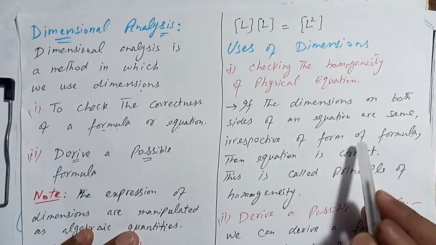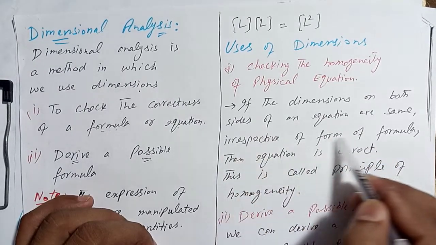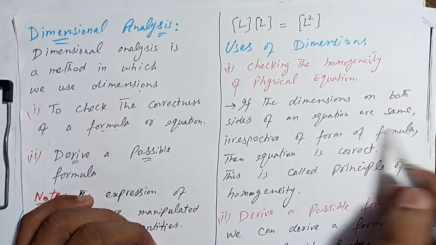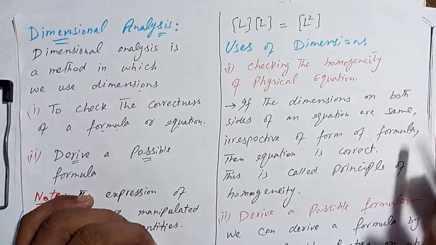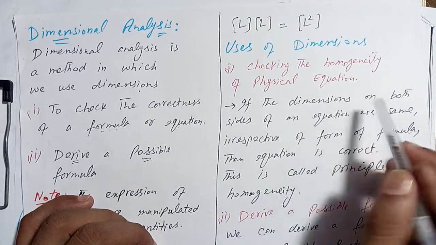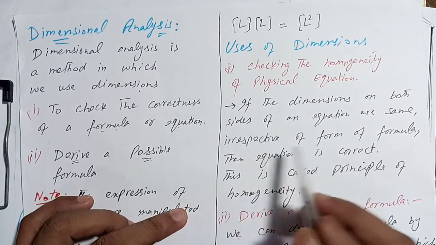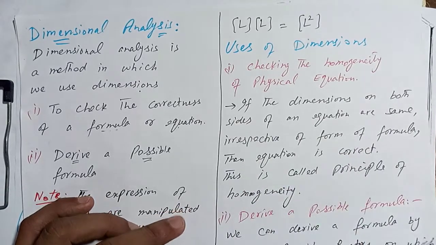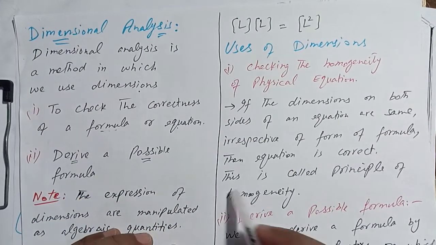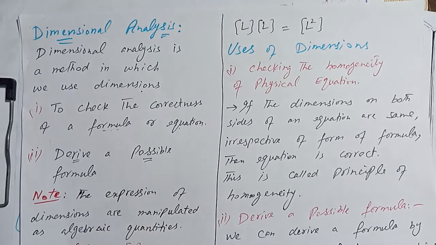If the dimensions on both sides of an equation are same, irrespective of form of formula, in which form the quantity is calculated, it does not matter. If the dimensions on both sides of an equation are same, irrespective of form of formula, then the equation is correct. This is called principle of homogeneity.